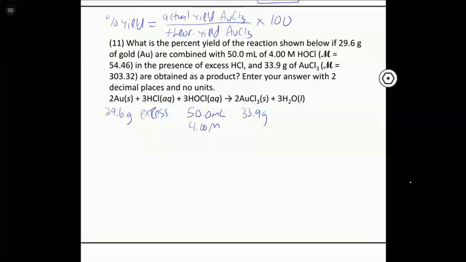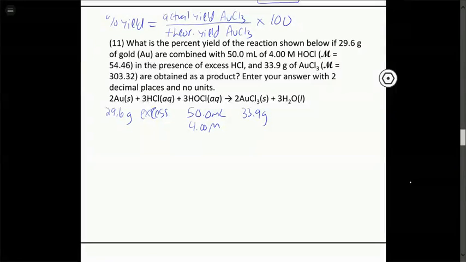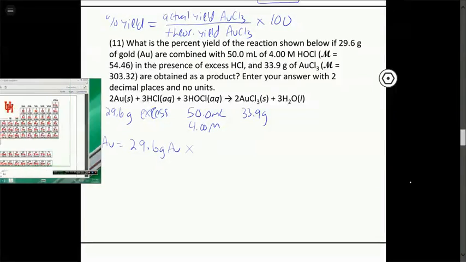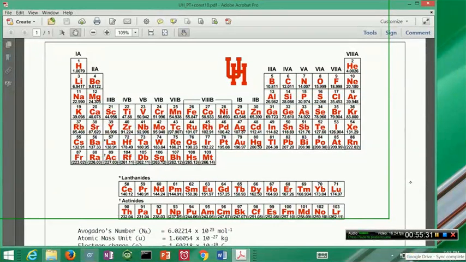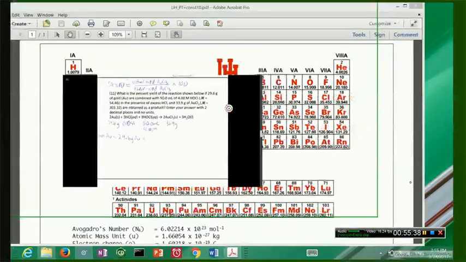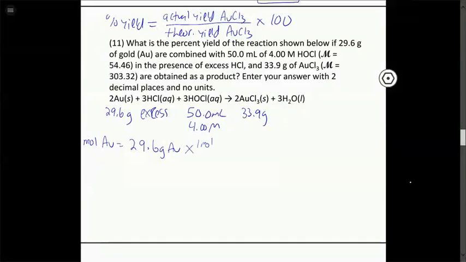All right, so then to do that, we have to find the moles of each reactant first. So this is the method I like to use to figure out limiting reactant. So the moles of gold, we have the mass of that, 29.6 grams. Gold is an element, so we just need the atomic mass of gold from the periodic table. Let's make sure we know where to find it. So gold is way over here, number 79. And the atomic mass is 196.97. That's the mass of 1 mole of gold. So we use that atomic mass to calculate the moles of gold that we have.